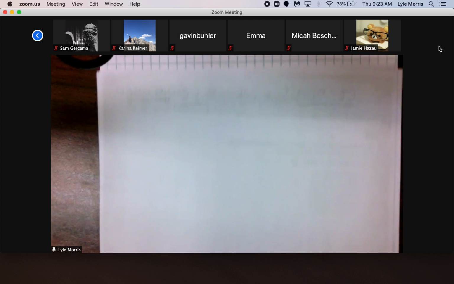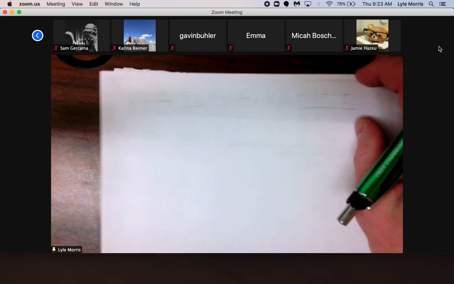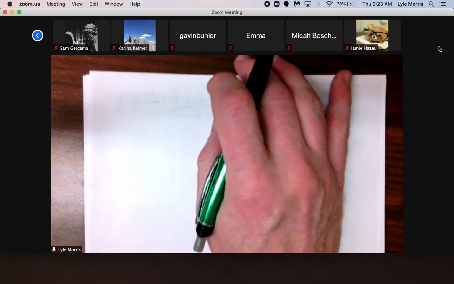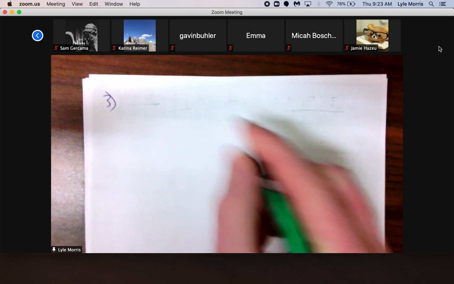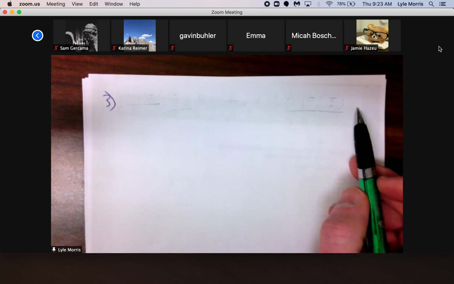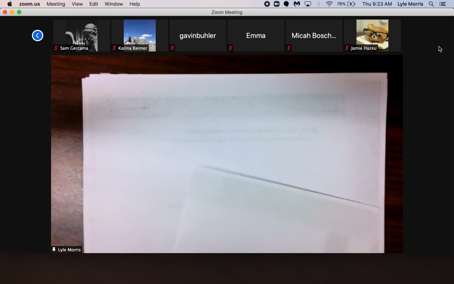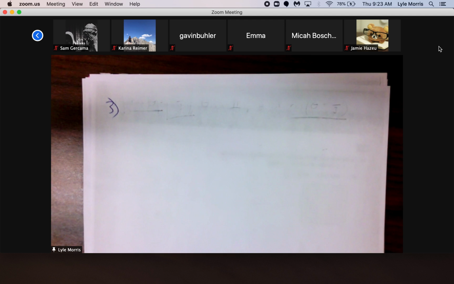Numero 3. Okay. Number 3. Look at it, it presses through. I don't know if you guys can see that. I guess because of the dark ink. Weird. Anyways.